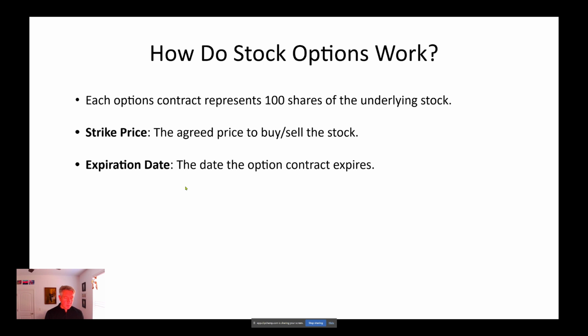So how do they work? Well, first of all, each option contract represents 100 shares of the underlying stock. There are two primary components you need to understand before putting on a trade. That is the strike price. That's the price we want the underlying to get to by an expiration date.